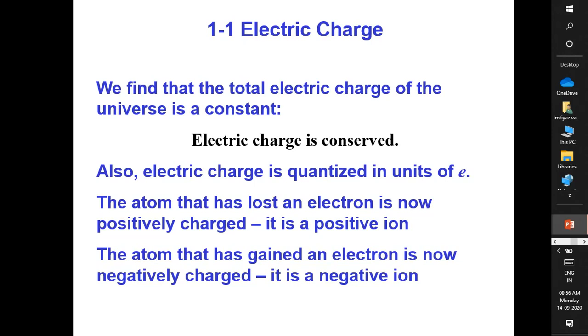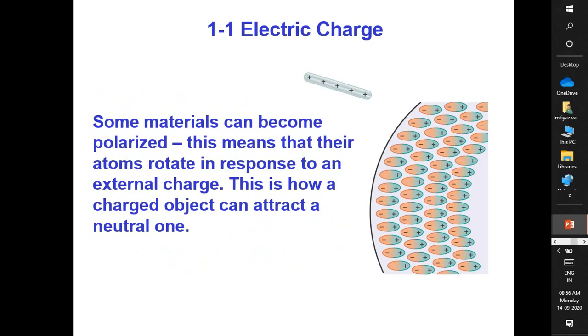There are negative ions. See here, the electric charge: some materials can become polarized. This means that their atoms rotate in response to an external charge. This is how a charged object can attract a neutral one.